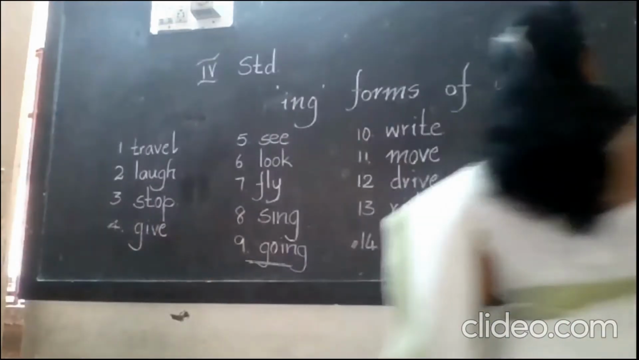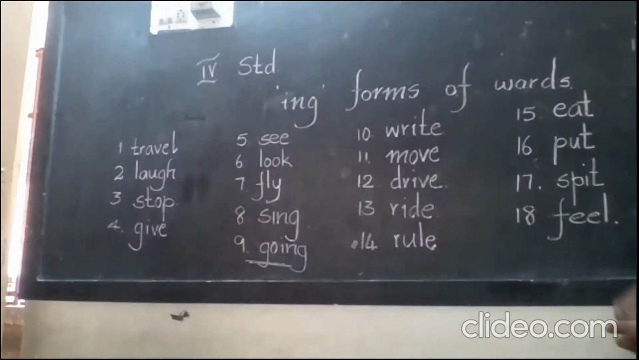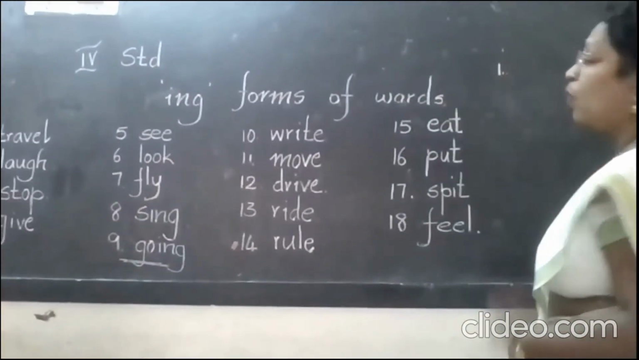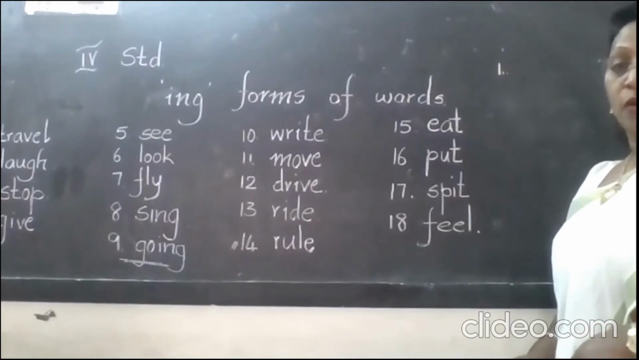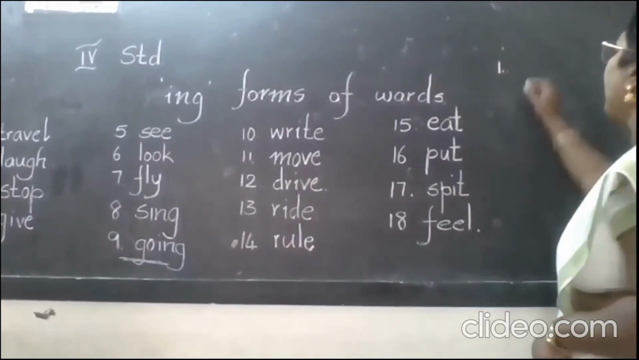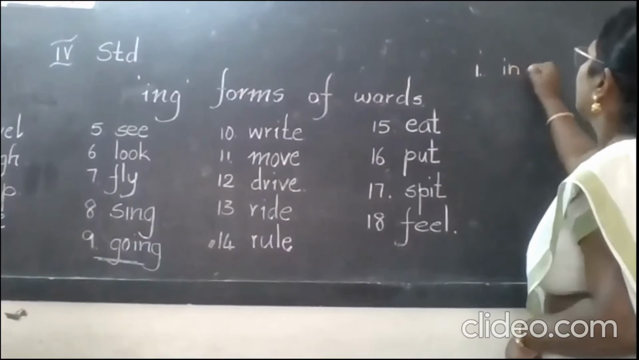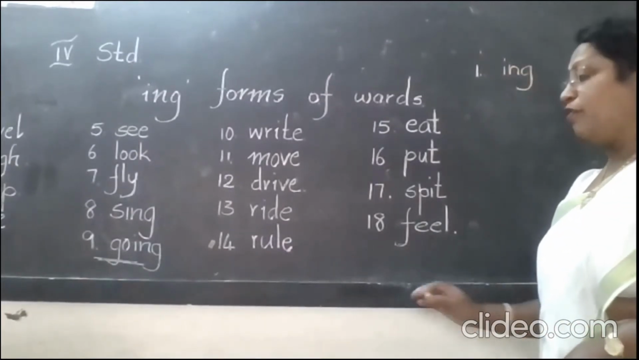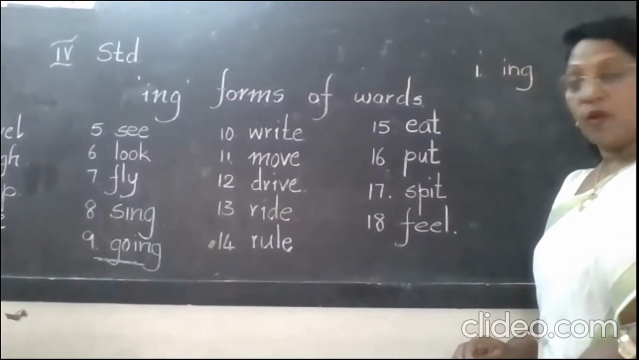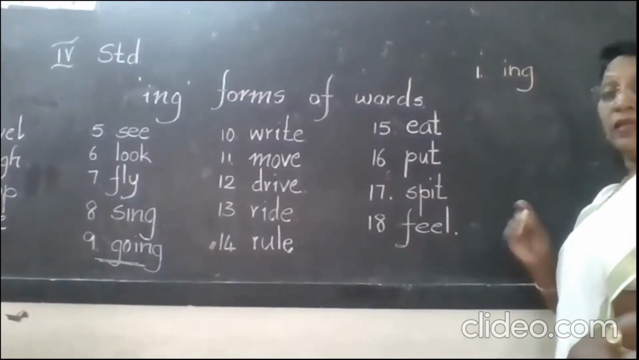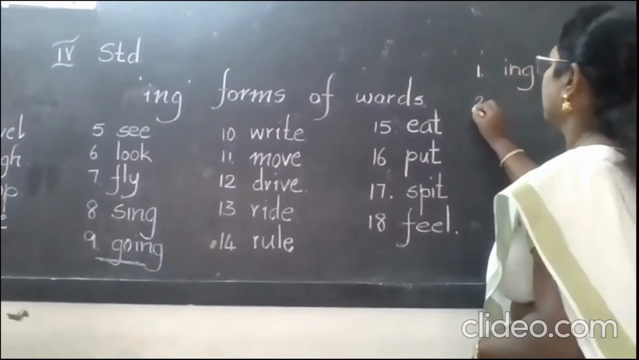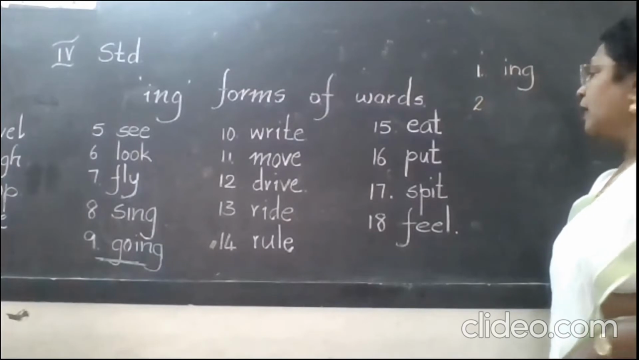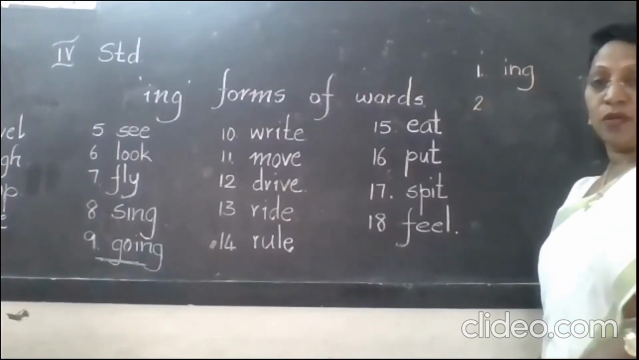In the first rule, I'll write down here. In the first rule, for some verbs, you add ing to make it the ing form of words. Okay. Now, let me take you to the second rule.